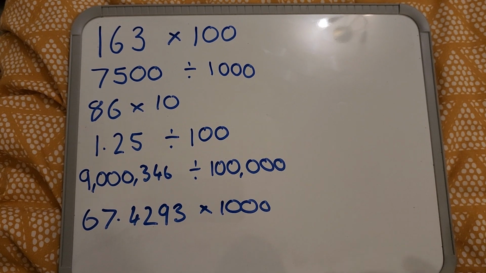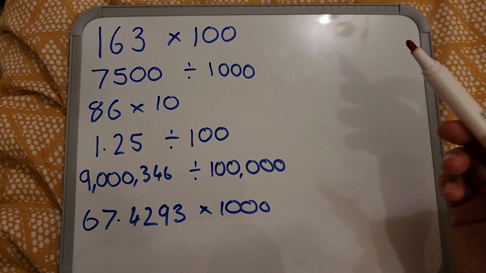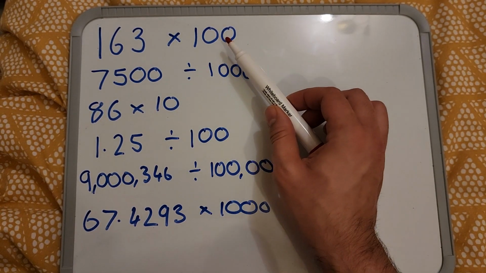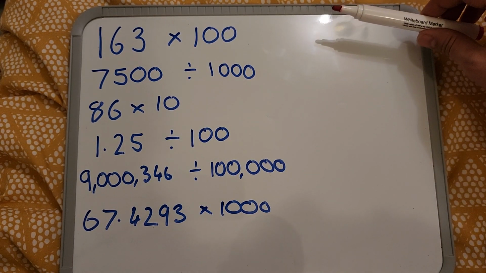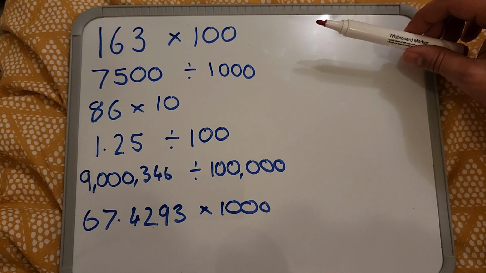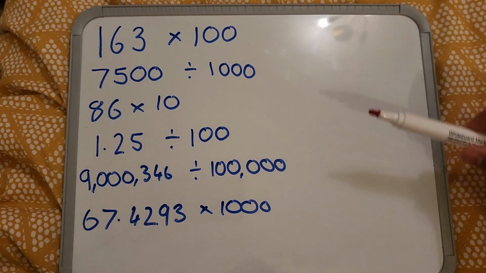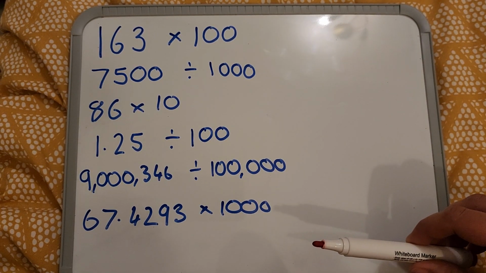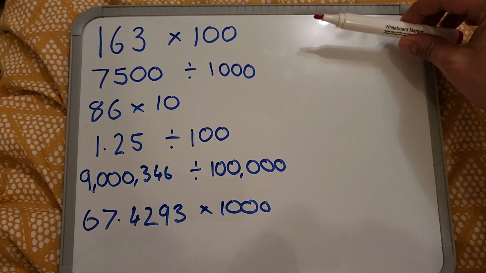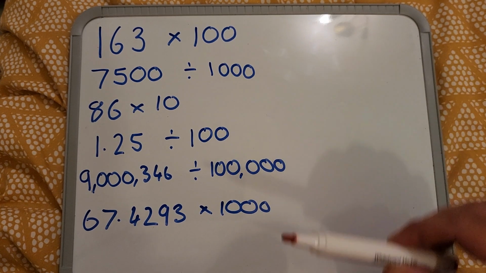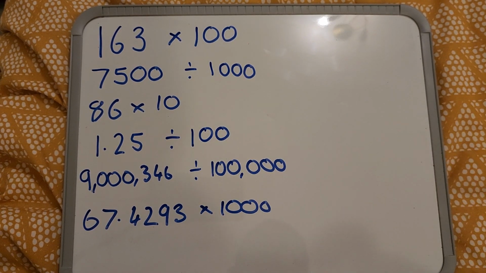Okay, so I tried to give you a bit of a variance of questions here. Here we're doing 163 times 100. Actually, before I start, what you guys can go ahead and do is you can pause the video right here and you can have a go at all of these yourself. So just using skills that we've demonstrated in this video right now, you can have a go at each one. Go ahead and pause. I'll wait. Go ahead.